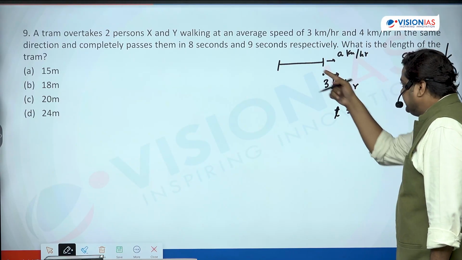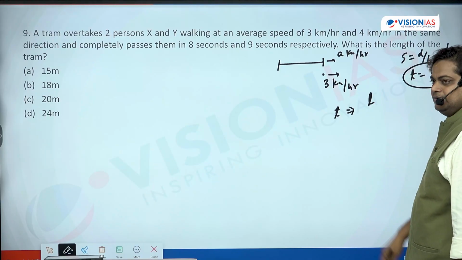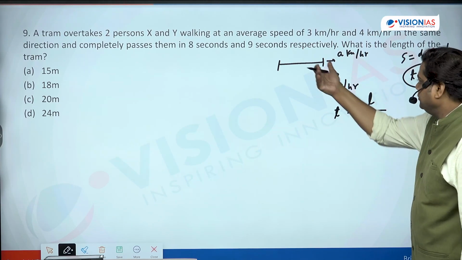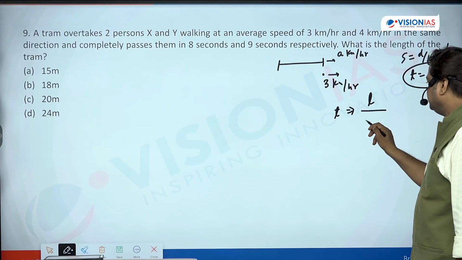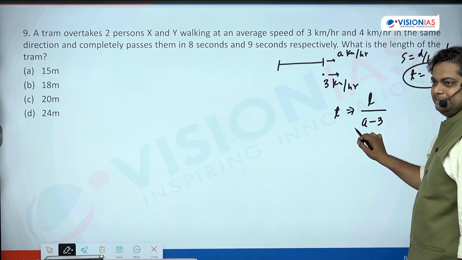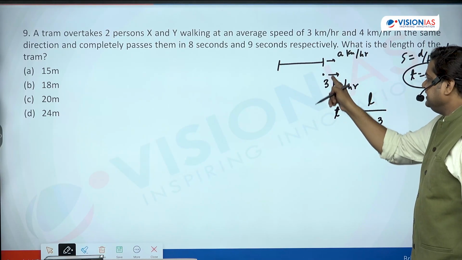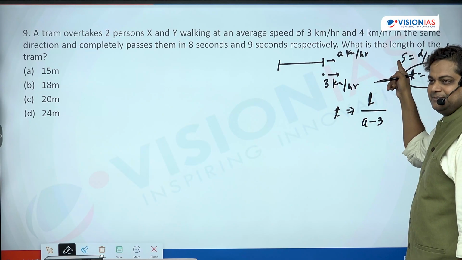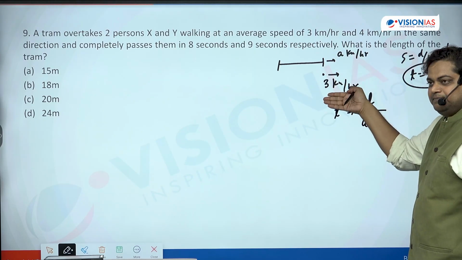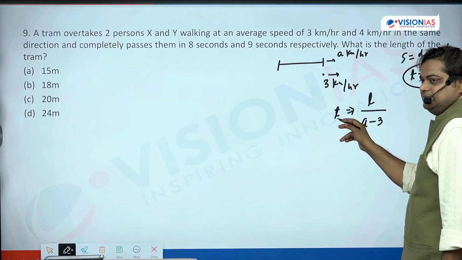So after what time will this train cross this person? Distance is the length, L, divided by speed. Speed is what? Relative speed. Both are moving in the same direction. That means A minus 3. Can we not write 3 minus A? If this person's speed is more than the train's speed, the train cannot cross it. If the train has to cross this person, its speed must be more than the person who is walking. A minus 3.